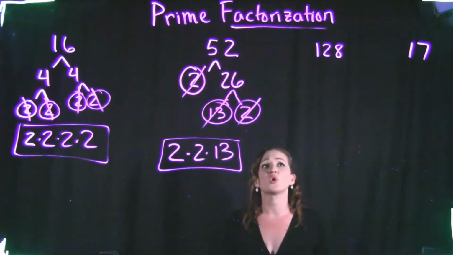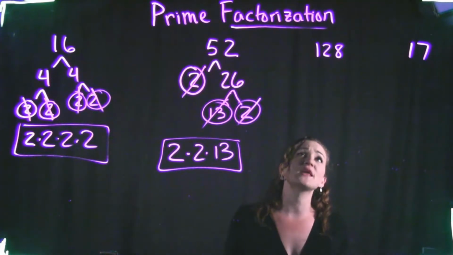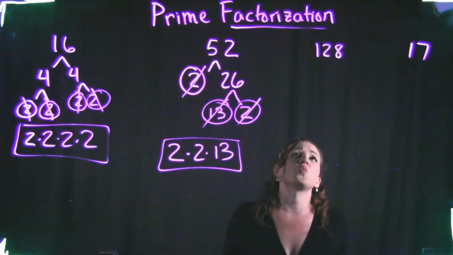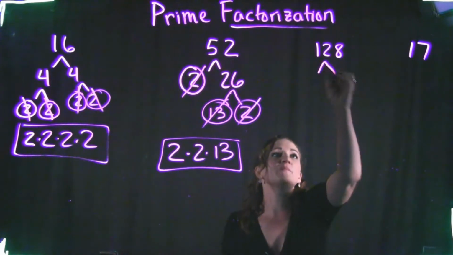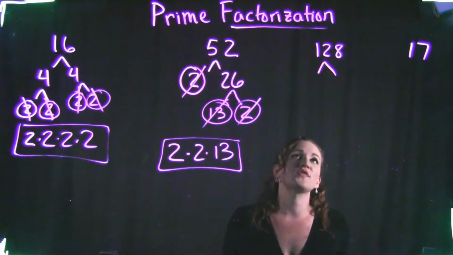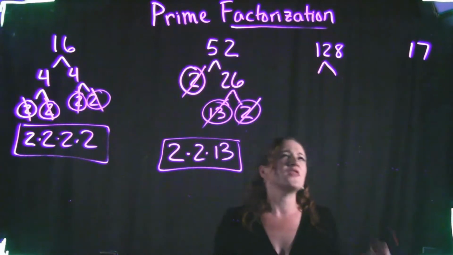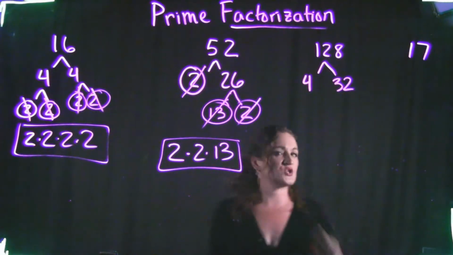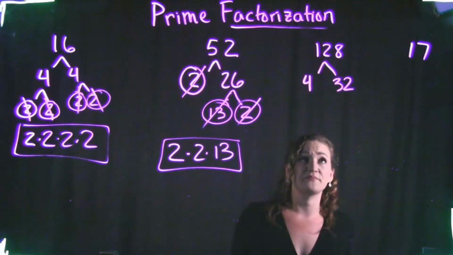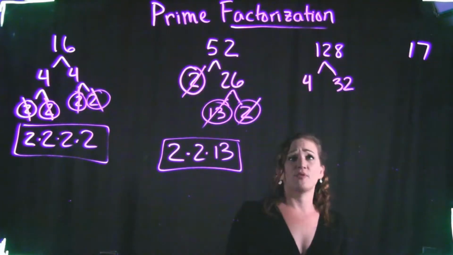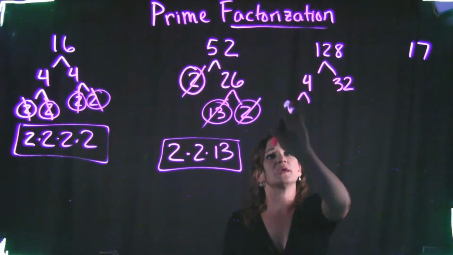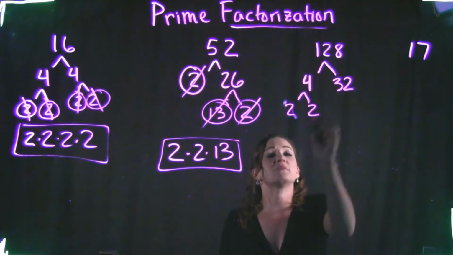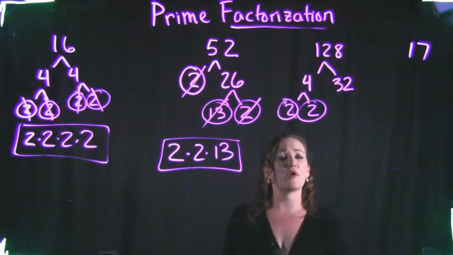So let's look at the number 128 and see if we can think of a number that goes into 128. That one's a little bit bigger, so we might have to do a little bit more thinking here. Now, when I think about the number 128, I think 4 times 32. That's the first thing that pops into my head. And 4 is not a prime number. I know that 4 can be broken down to 2 times 2. And I already know that those are prime.